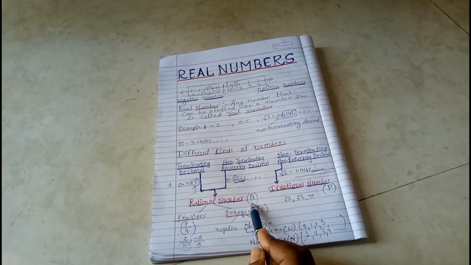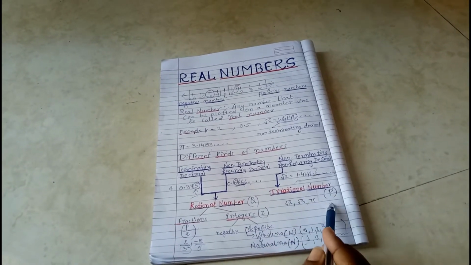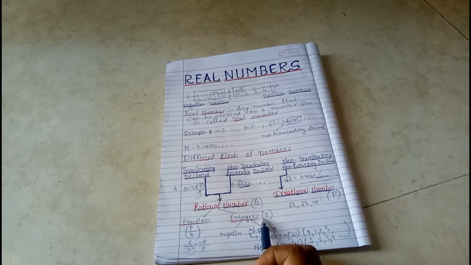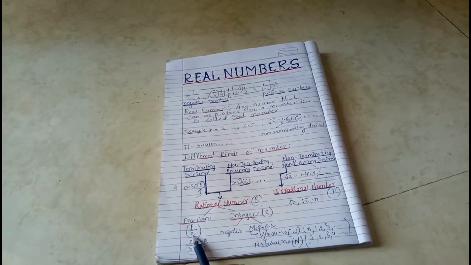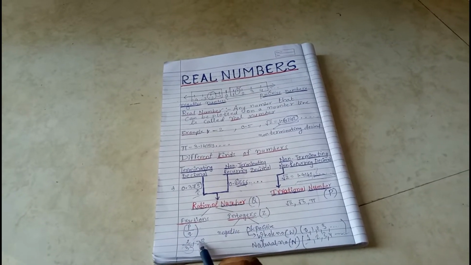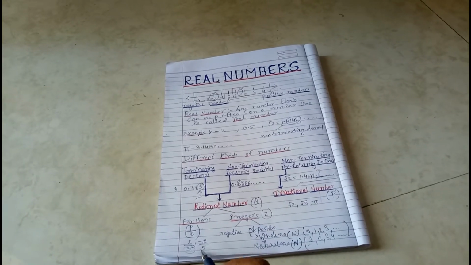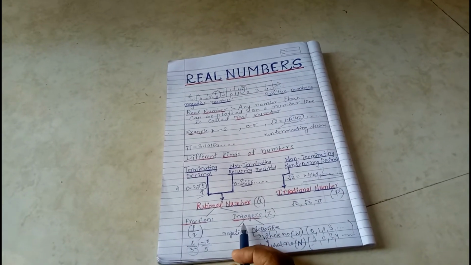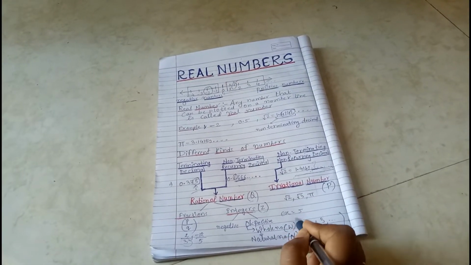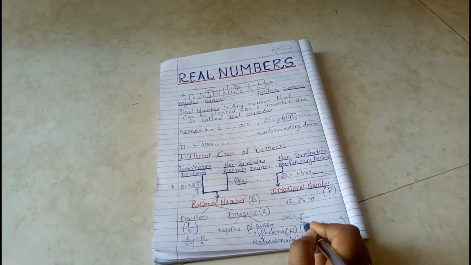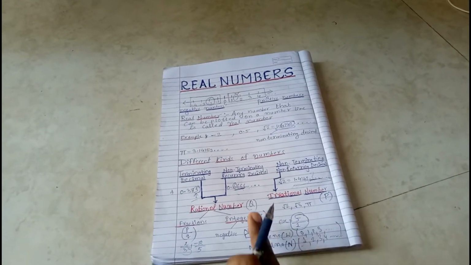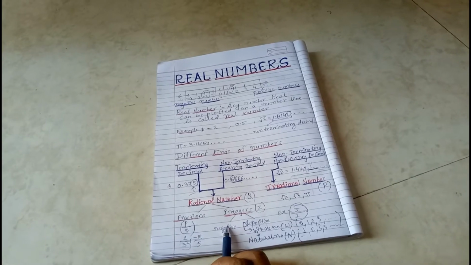Rational number is denoted by Q, and we can say irrational number is denoted by P. Again, rational numbers are classified as fractions and integers. Fractions means you can write in p by q form, where p is your numerator and q is your denominator. See example 2 by 3, -12 by 5. Likewise, you can write these in fraction form. Again, integers can be written as fractions. For example, if 5 is there, you can write the denominator as 1, so it is again in fraction form. Again, friends, integers are denoted by Z, and they are classified as negative and positive.